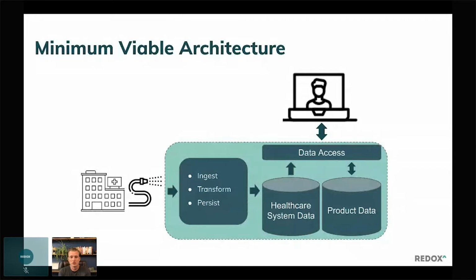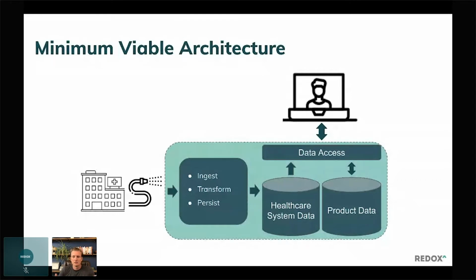So to start ingesting and consuming that fire hose, you basically have to have some sort of way to ingest the data, transform the data into your schema, and persist that data alongside your product's data. And then probably some sort of data access or read layer that combines your own product's data, your own software system's data, with the data of the healthcare system, and serves it up in a nice way for your product.